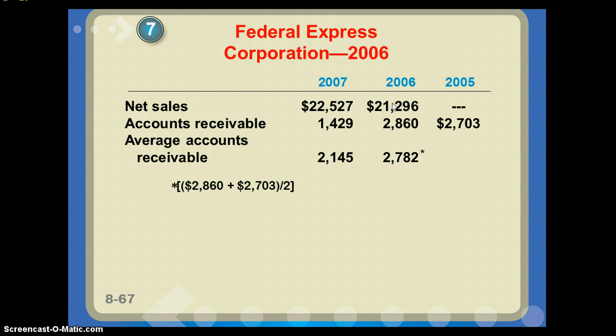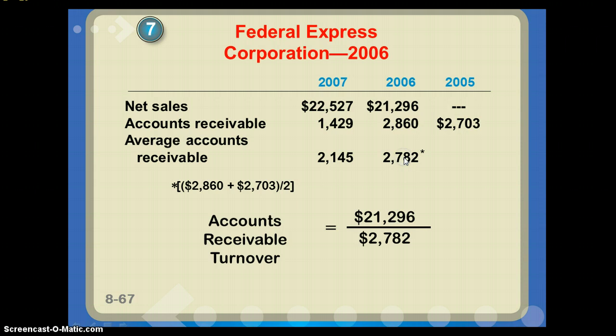To figure out our average accounts receivable, you'll see the example, 2,860, our accounts receivable for the current year, plus 2,703, our accounts receivable for the previous year. Divide them by 2 to find an average. We have an average accounts receivable of 2,782. So our net sales divided by our average accounts receivable gives us our accounts receivable turnover of 7.7.